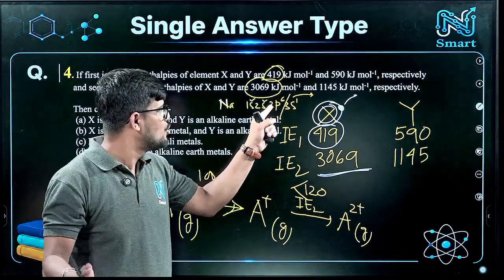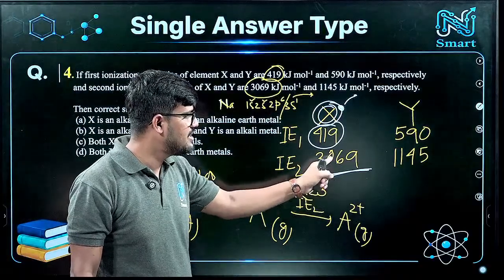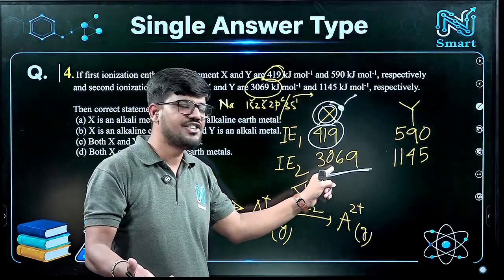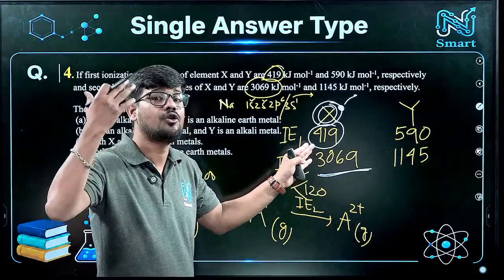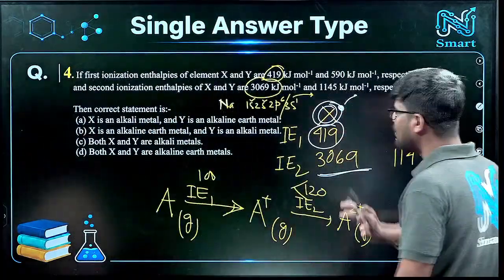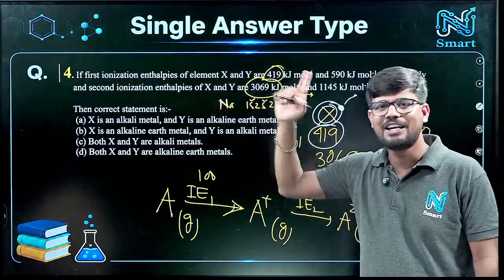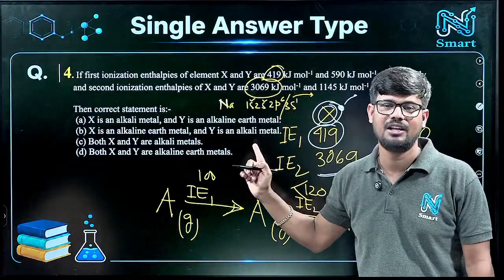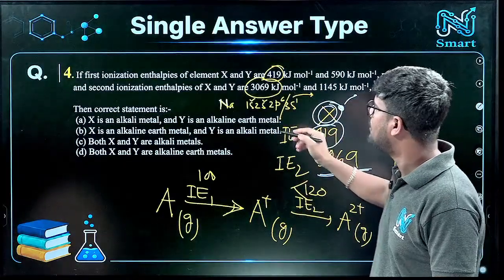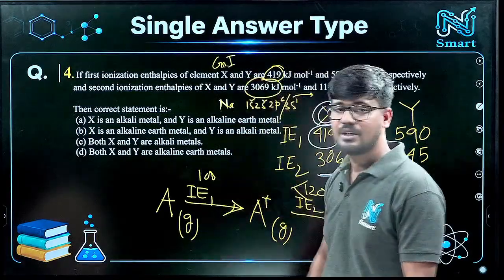Shells are fulfilled, so it is very difficult to remove an electron from this. That's why, see the changes, a huge energy jump is there, meaning a lot more energy is required to remove this second electron. So from this we can easily understand, if one electron is available in the outermost shell, it must be a group 1 metal. So X must be a group 1 metal.